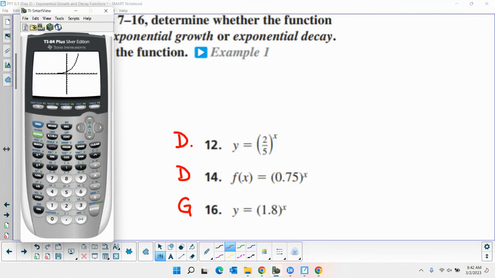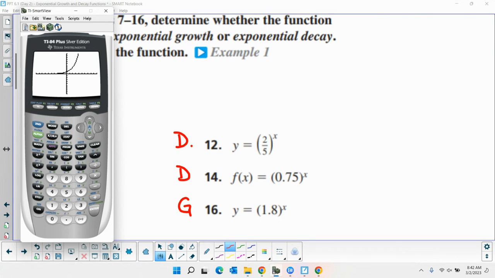And those three will never touch the y-axis. It looks like it does, but it actually never does. That's called an asymptote. We talked about that earlier this year. A line that the graph approaches but gets really, really close to but never actually touches is called an asymptote. So the asymptote would be the x-axis.